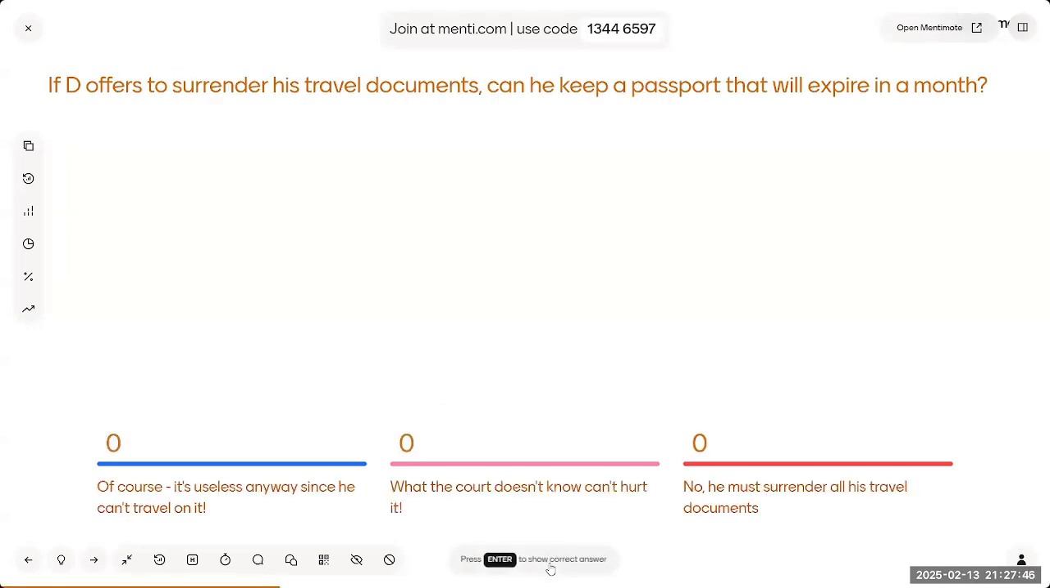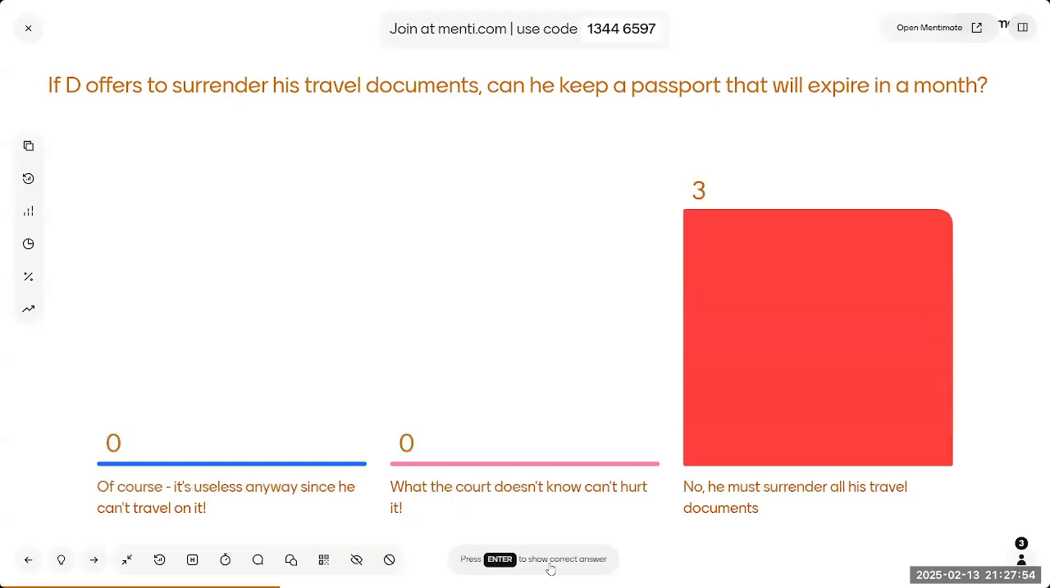If the defendant offers to surrender his travel documents, can he keep his passport that will expire in a month? Of course, it's useless anyway, since he can't travel on it. You always have to have like 6 months validity, right? What the court doesn't know can't hurt it. No, he must surrender all his travel documents. Yeah, if it's valid, even if it's about to expire, he has to surrender it. He could still technically leave Hong Kong on that travel document, right? He may not be accepted in the other country he's going to, and technically the lady at check-in or man at check-in should stop him, but sometimes not.